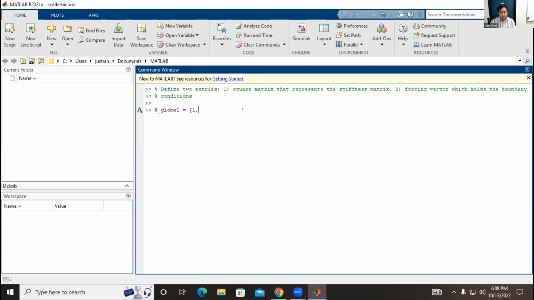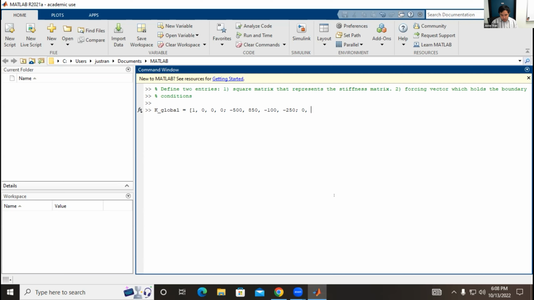So we're going to do 1, 0, 0, 0. If you look back on your notes, that's the first row of the matrix in our problem. Then we're going to enter the next row, which is minus 500, comma 850, comma minus 100, minus 250. Notice how I'm using commas to separate entries on the same row, and when I'm ready to go to the next row, I use a semicolon.